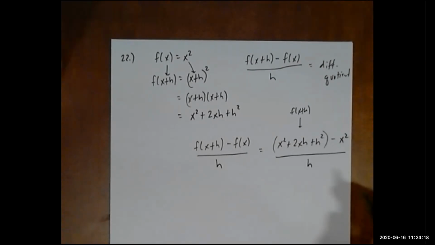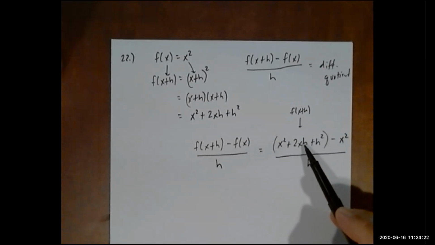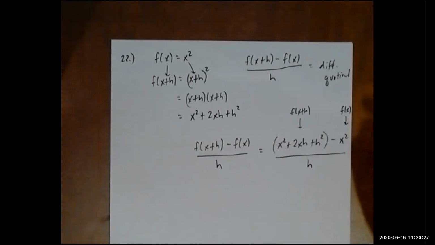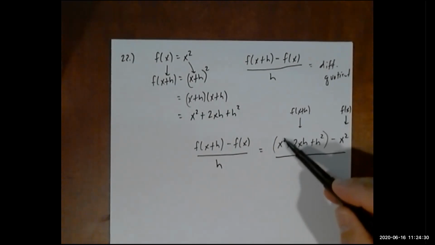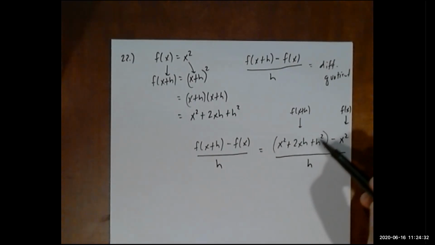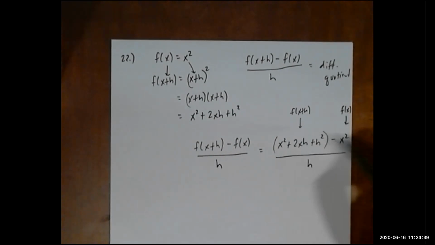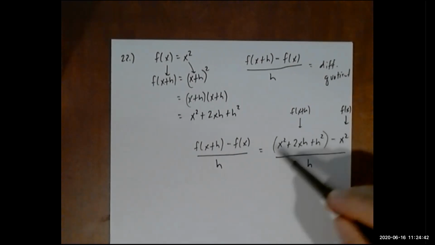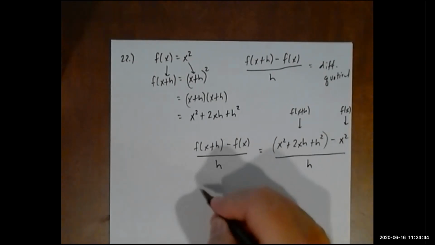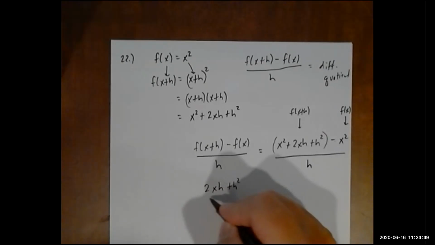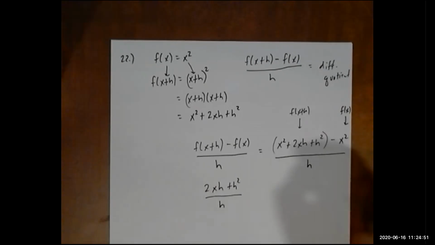Now I should try and simplify this. If I look at the numerator, I have x squared plus 2xh plus h squared minus x squared. Now, x squared minus x squared, those are like terms. I can combine those. As a matter of fact, they cancel out. So what I'm left with is just 2xh plus h squared over h.